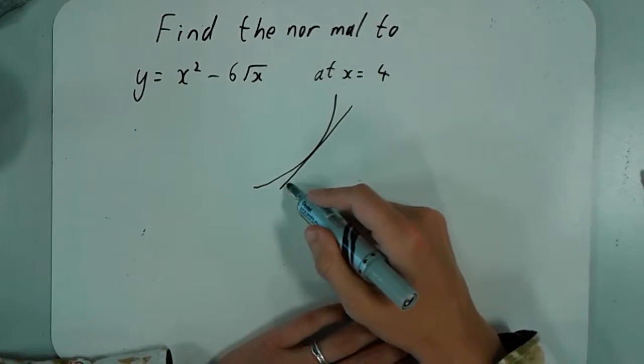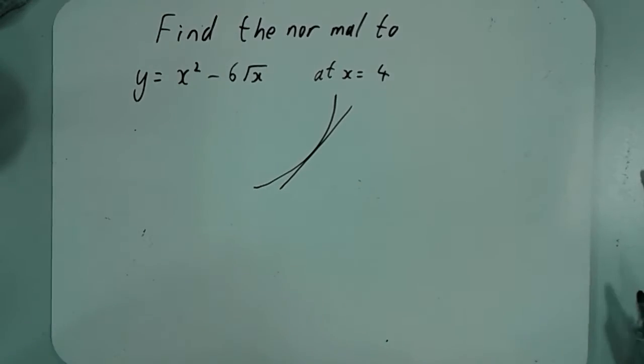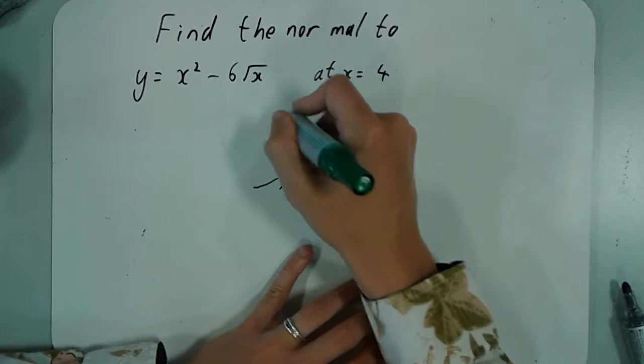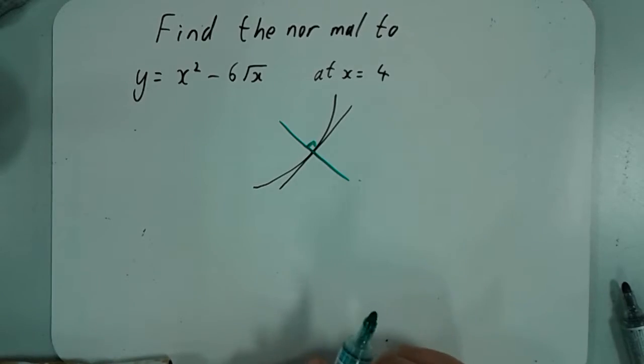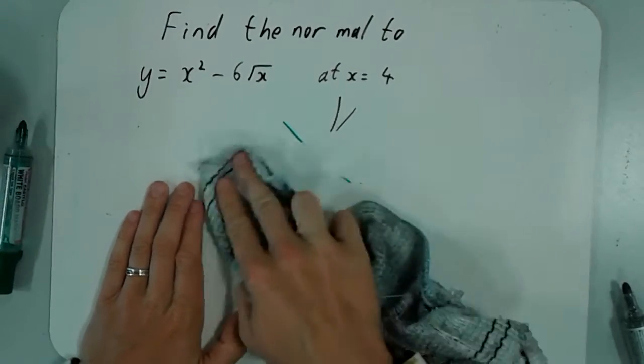So in the previous video we found this line which has the same gradient as the curve at the point where it touches it. Now, however, we're going to be finding the normal. So that is the line which is perpendicular to the tangent at that point. Okay, so let's have a look at how we can do that.